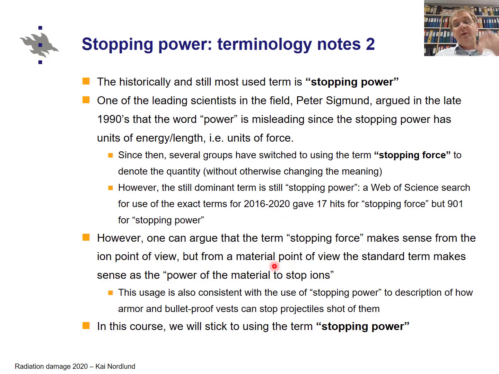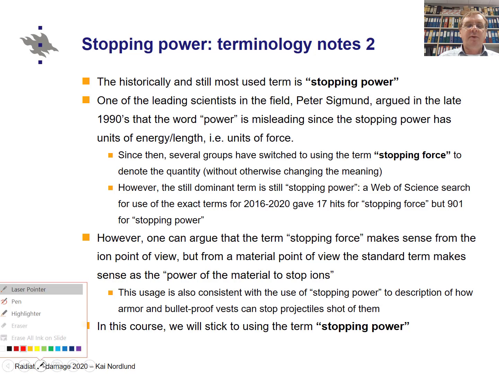Then there is another terminology note about this term stopping power. The name is somewhat misleading because, as I already said, the electronic stopping is a force. It has units of force, whereas power in physics, of course, has completely different units from force. Because of this, one of the leading scientists in this field, Peter Sigmund, argued in the late 1990s that one should, instead of stopping power, talk about stopping force.